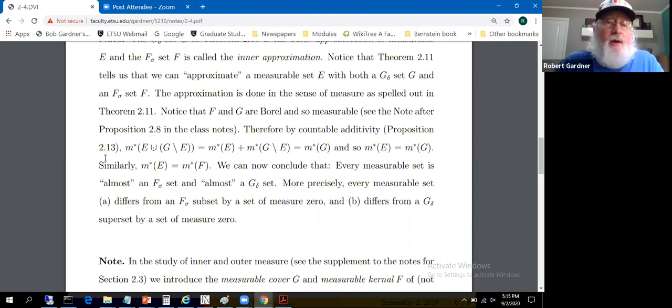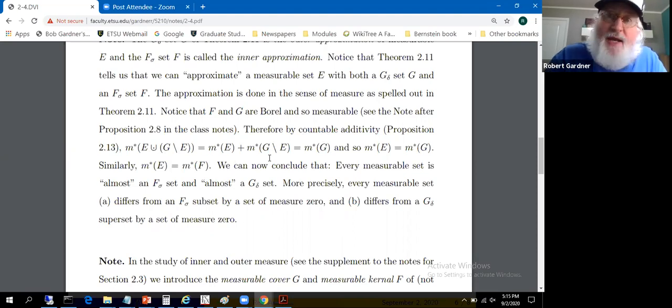Proposition 2.13. Not stated in Royden and Fitzpatrick yet, but we proved it in the previous section because we could. We had the equipment. That was the time to do it, in my opinion. But if we take the outer measure of E disjoint union G set minus E, so here's set E, here's that little sliver of set that includes things in G but not in E. G is a superset of E. These are disjoint, of course, so countable additivity, finite additivity, tells us that the measure of the disjoint union is a sum of the measures, outer measure.